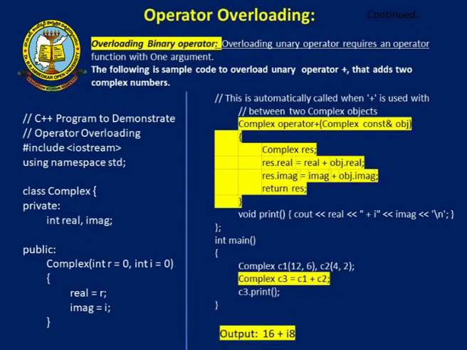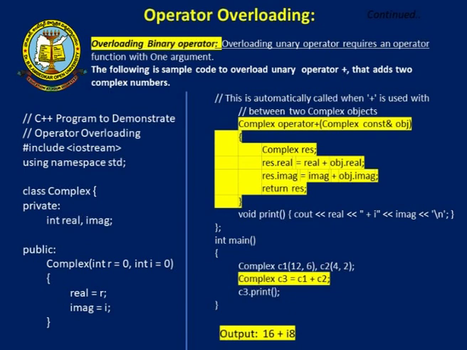And when it calls this operator function, the C1 and C2 data members will be automatically added, and they will be stored back to this result, which is a complex type. Finally, it is returning that result object, and that returned result object will be assigned to C3, and C3 will contain the addition of these complex numbers.